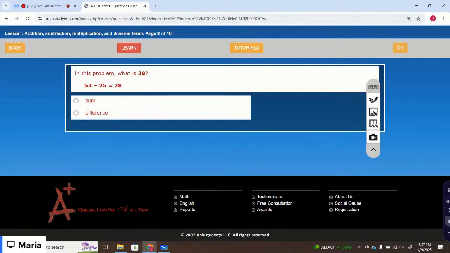In this problem, what is 28? 28 is the difference. Option number 2 is the correct option.